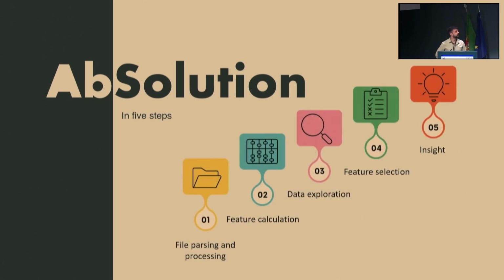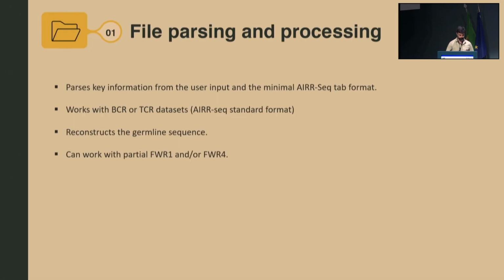So it's divided in 5 steps. The first step is the standard one, file parsing and processing. In the second step, it calculates many features. The third step, you can explore these features. And then you can filter out some features, and if you're lucky, it will bring you some insight on your data. So it works with BCR or TCR datasets following the AIRR-C standard format. It also reconstructs the germline sequence and can work with partial framework region 1 or partial framework region 4.